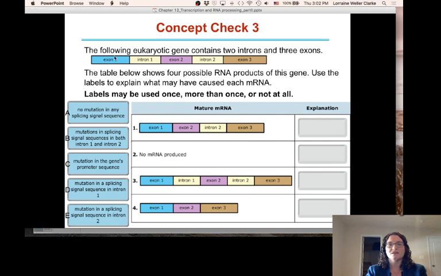So this one, you have exon 1, exon 2, exon 3, okay? Number 4 has exon 1, exon 2, and exon 3. So let's start here. That has to be the no mutation in any splicing signal, okay? You see that all the exons are there. So now you don't have any different splicing possibilities for that one.